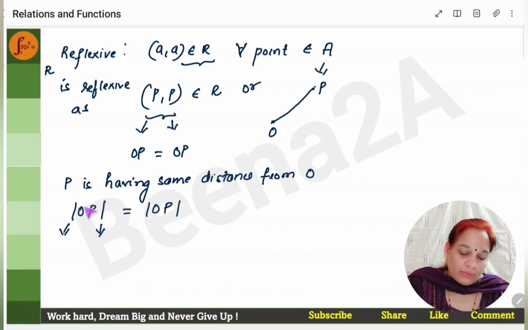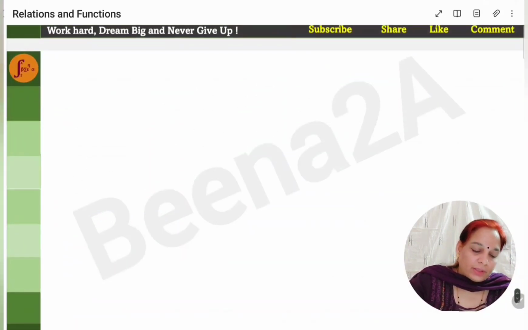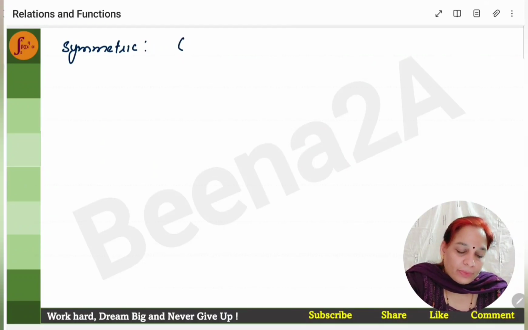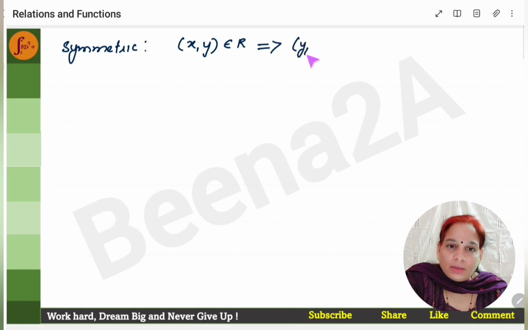So R is reflexive because P has the same distance from O, which is nothing but OP is equal to OP, right? Now we'll take the symmetric case. For symmetric, it is straightforward. If X and Y belong to R, it should imply that Y and X also belong to R.